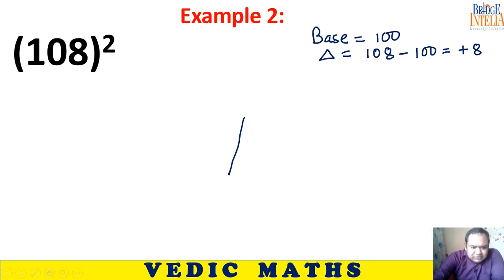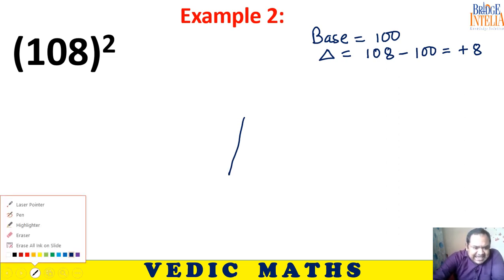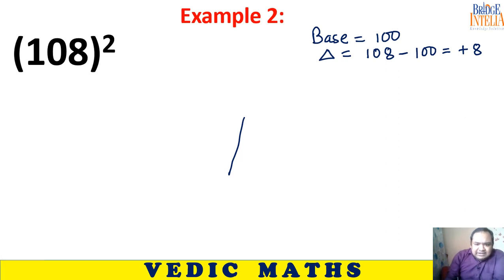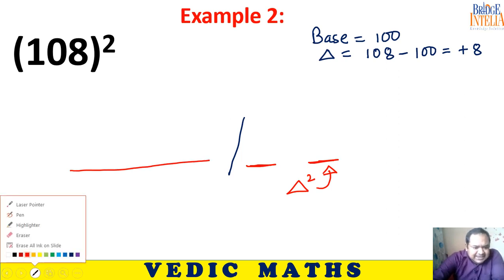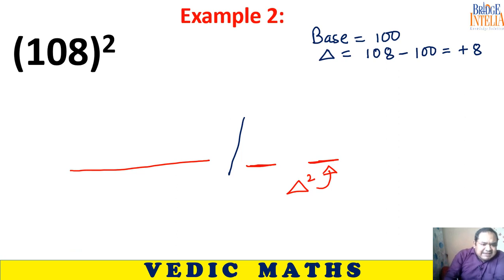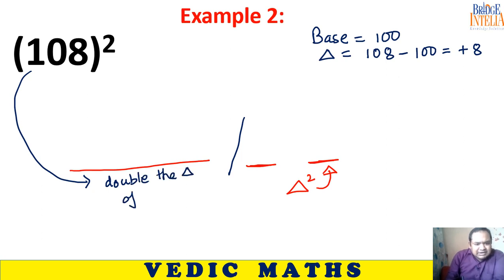Base has two zeros. Therefore, in the second part there will be two blank spaces, and in these two blank spaces I have to write the value of delta square. In the first blank space, I have to double the deviation of 108, the original number, and write the value here.